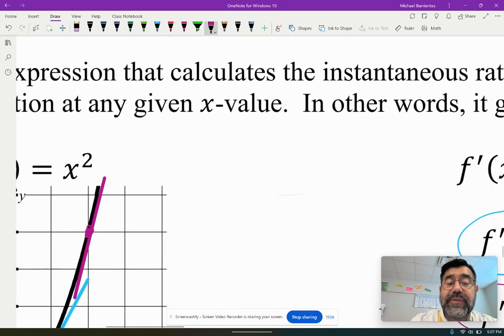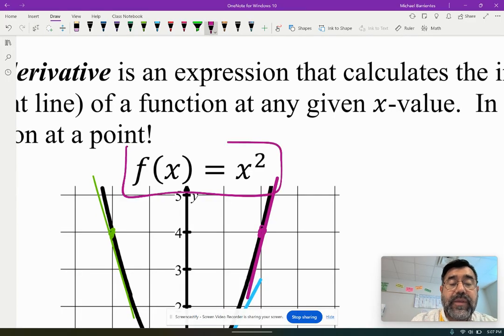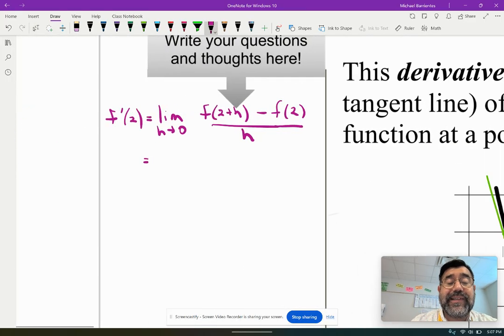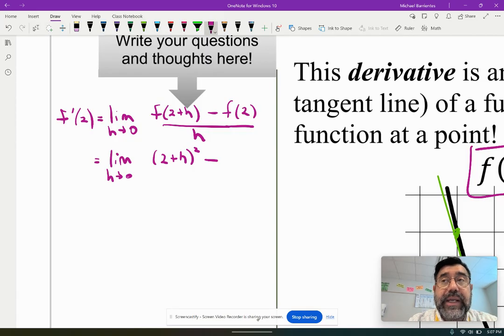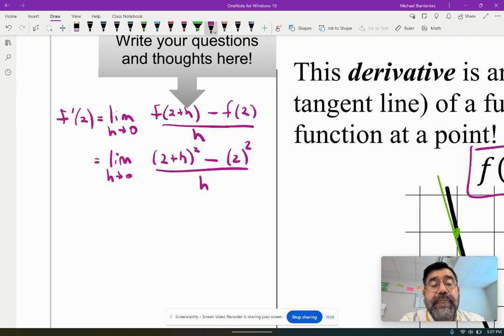Now, we're using this one over here, so we're going to say f of x is x squared. So I'm going to take the limit as h approaches 0 of my input squared minus my other input squared, all divided by h. Why am I doing that?